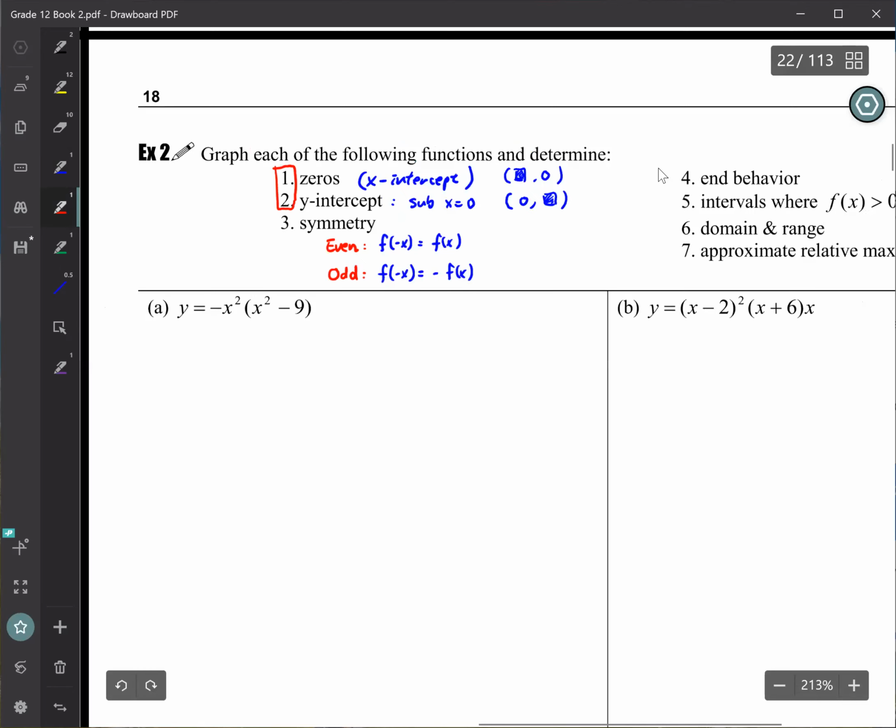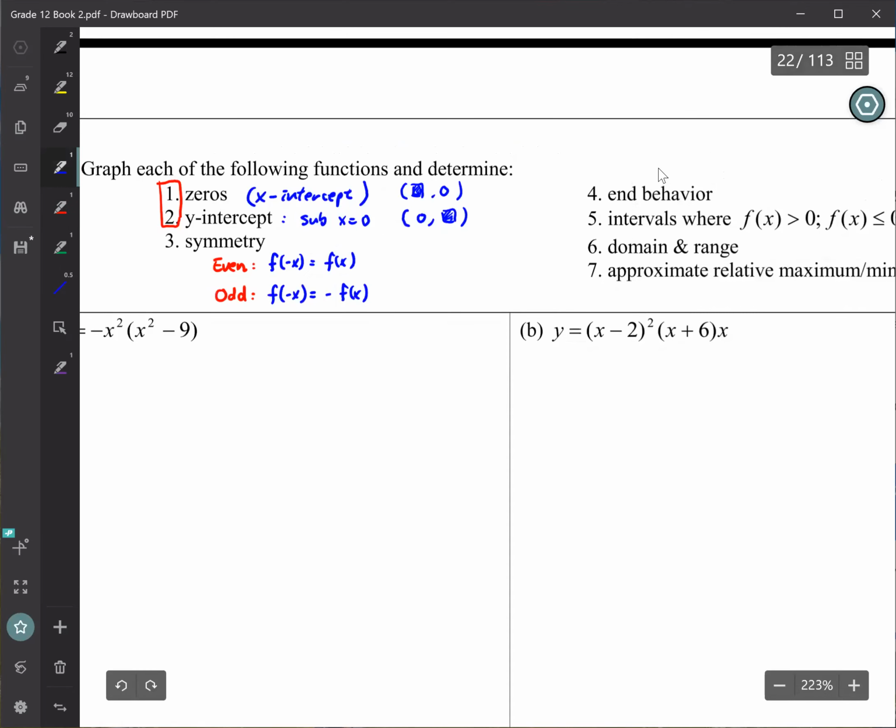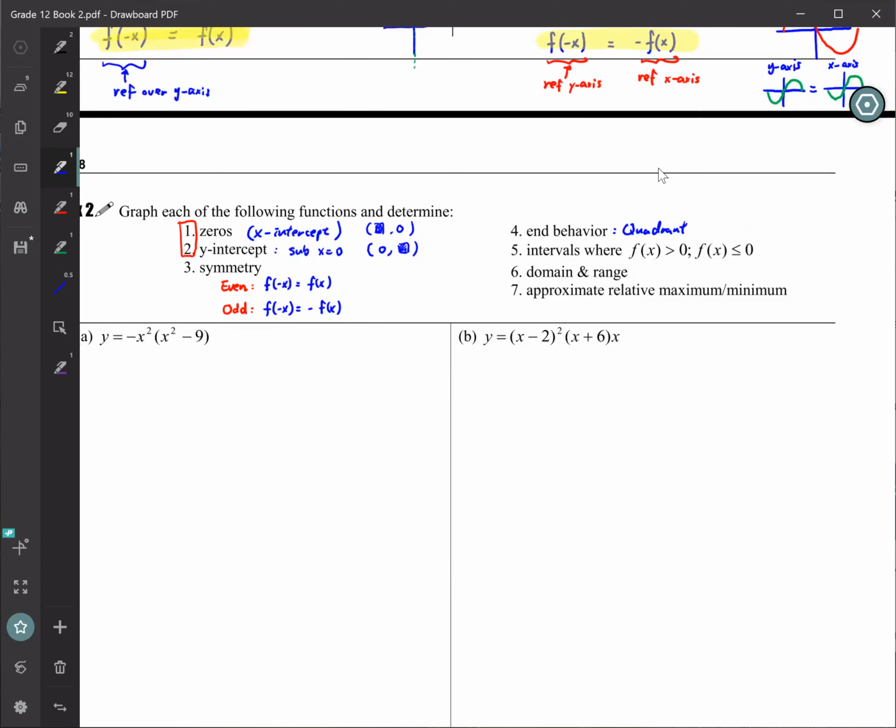Okay, and number 4, end behavior, is talking about the quadrants, the location of the arrows. So whether it's in quadrants 1 and 3, 1 and 2, and so on. And then number 5, intervals where the function is above, greater than 0, or less than or equal to 0. So this is talking about the x values. When you see the word interval, it's talking about the x values.